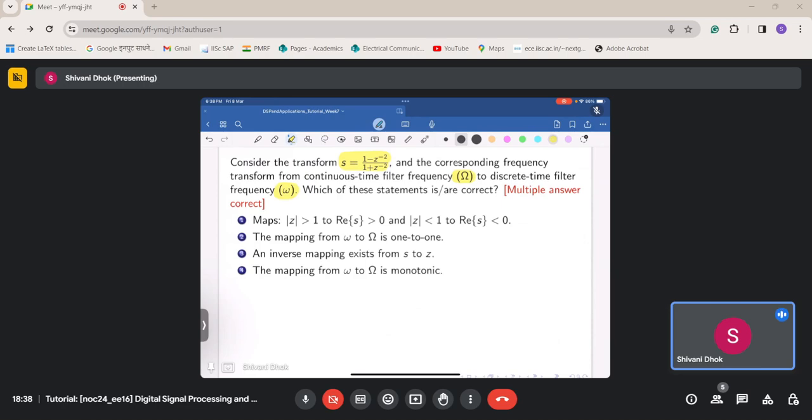Okay, so let's start with this. What we have here is S is equal to 1 minus z to the power minus 2 upon 1 plus z to the power minus 2. Okay, now we have this in this particular form. What I can do here is write S as sigma plus j omega.